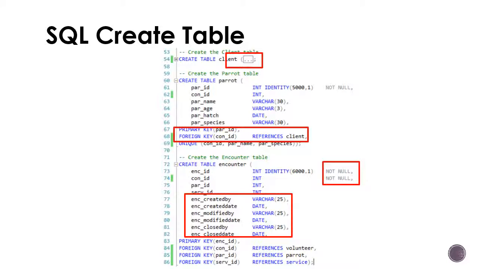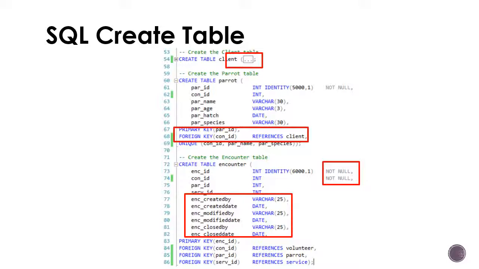Notice that the client table is collapsed due to space constraints on the slide. Anytime a foreign key is identified in any of the create table scripts, a reference table has been identified. For the encounter table, the decision was made to force an entry into the volunteer field.